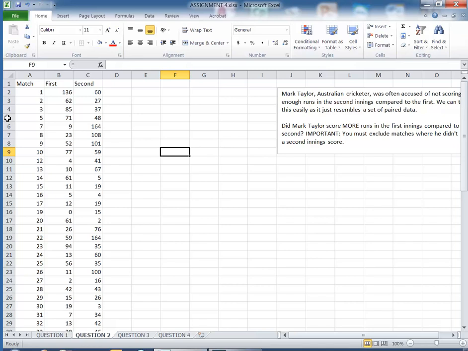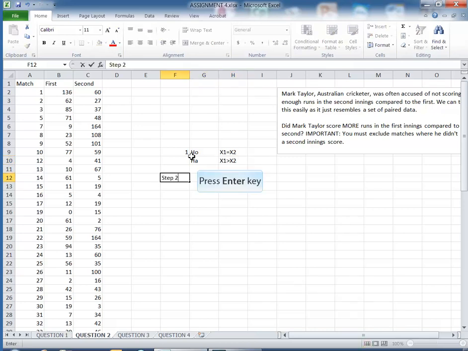And again, in this case, if we just forget about the whole Mark Taylor thing, we're asking, is one sample mean significantly greater than the other sample mean? Is his average first innings score significantly greater than his second innings score? So first of all, we'll set a null hypothesis. H0: x1 equals x2. Alternate hypothesis, x1 is greater than x2. First innings mean is significantly greater than the second innings mean.